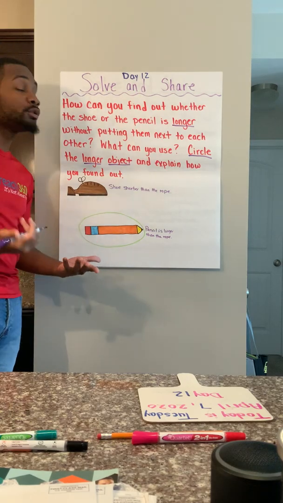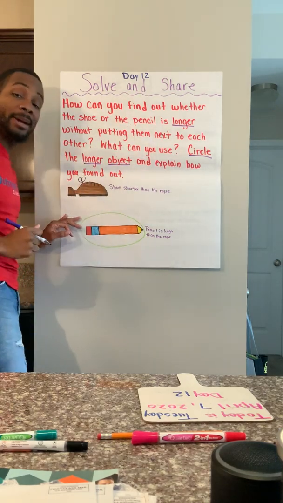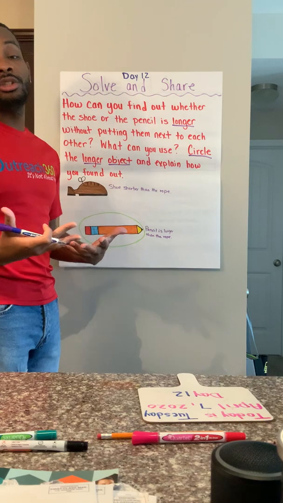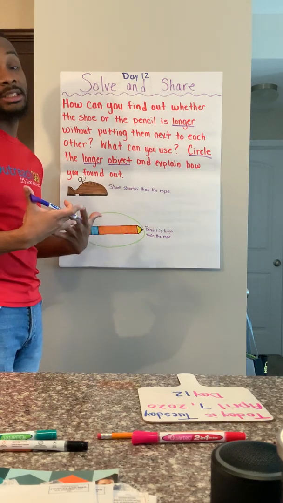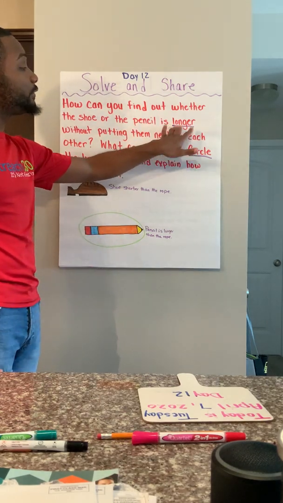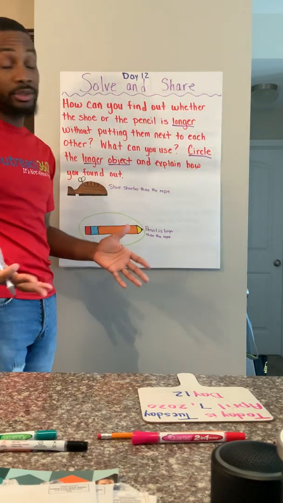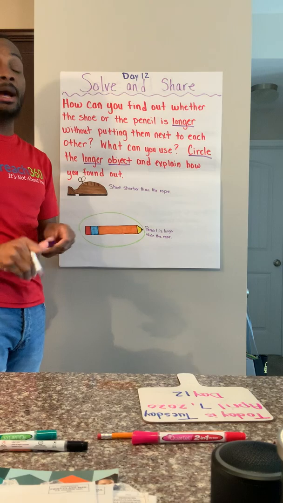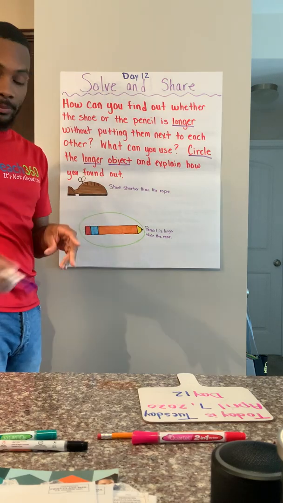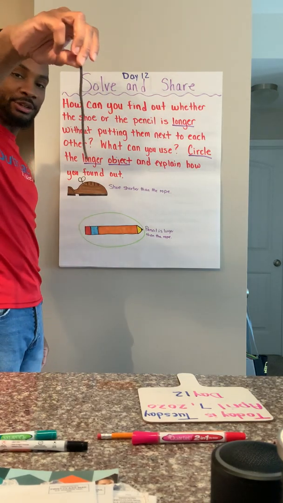It's always helpful to underline keywords in the passage, so your child will understand what we are actually looking for. We know that we're looking for the longer object, but you didn't want to put them next to each other. You want to use another object to compare the two, and that's why we use the rope.